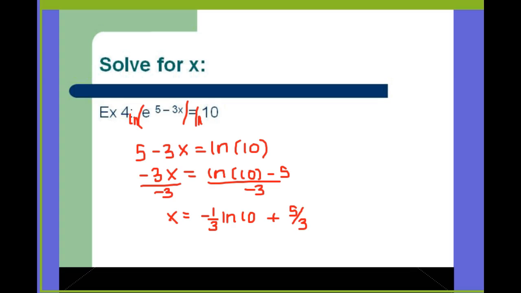So you get negative 1/3 natural log of 10 plus 5/3. And if you wanted to get super fancy, or it would help you, that negative 1/3 can actually come in as an exponent of the 10. So again, you could type this in on a calculator, and we get that x is approximately 8991.